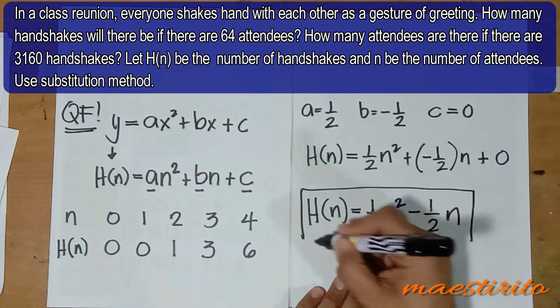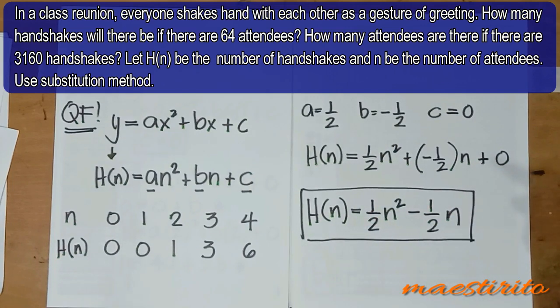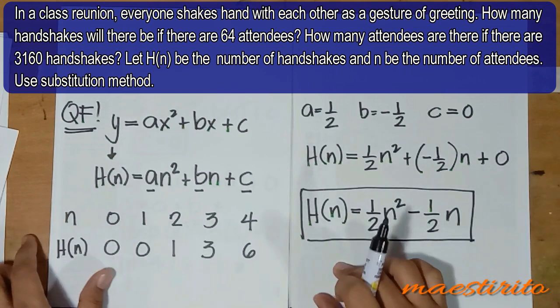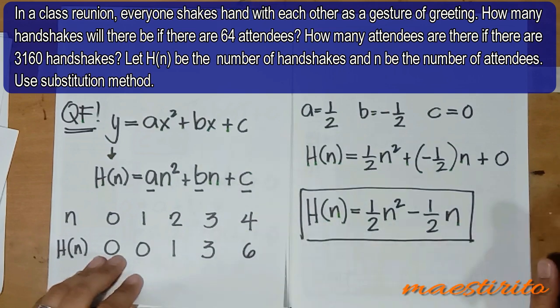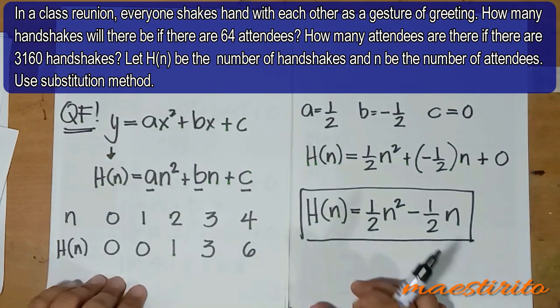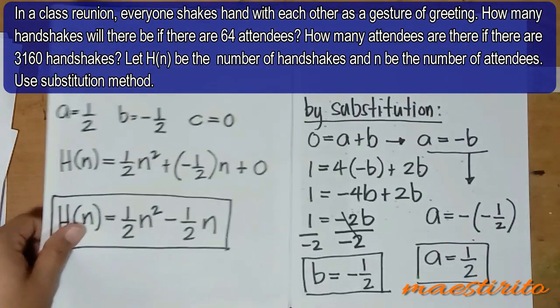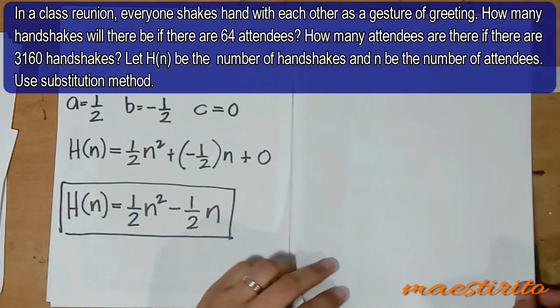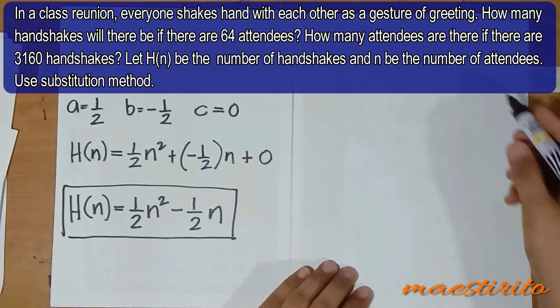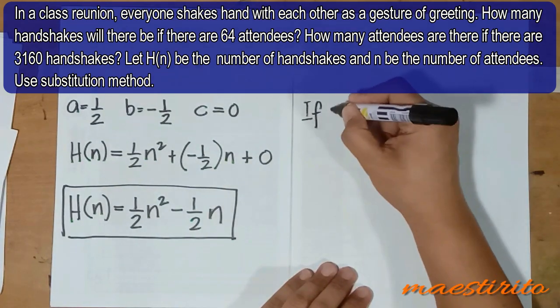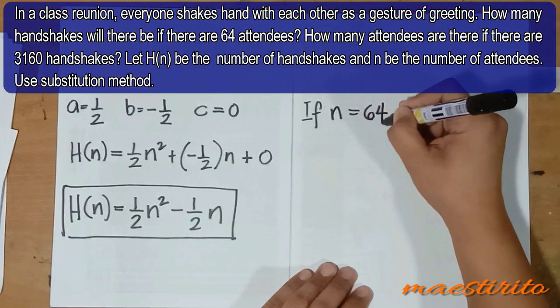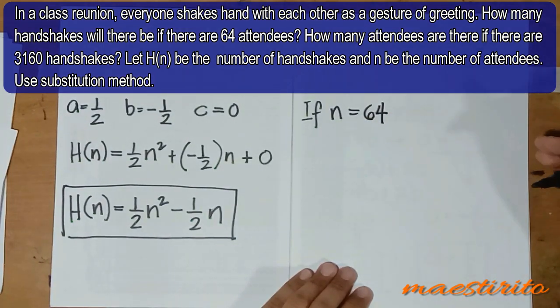So this now will help us to find the answers to the questions that we have regarding this problem. If you still remember, the question was about the number of handshakes if there are 64 attendees, and then the number of attendees if there are 3,160 handshakes. Okay, so let me put that here. So again, what if there are 64 attendees or persons in the reunion? How many handshakes will there be?